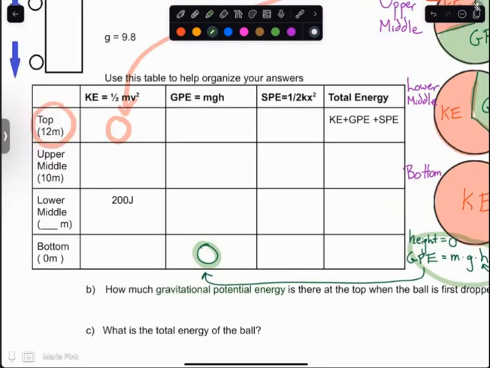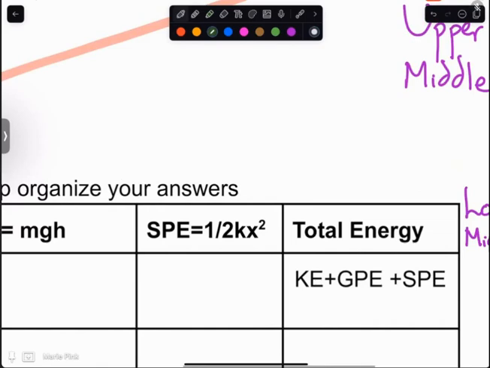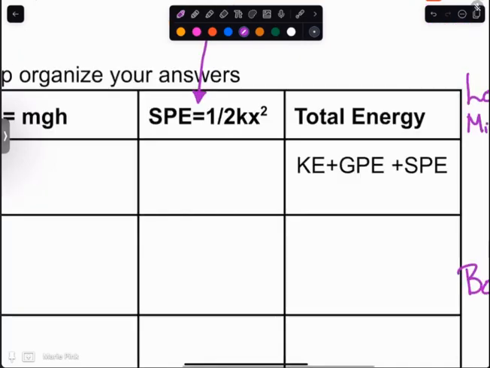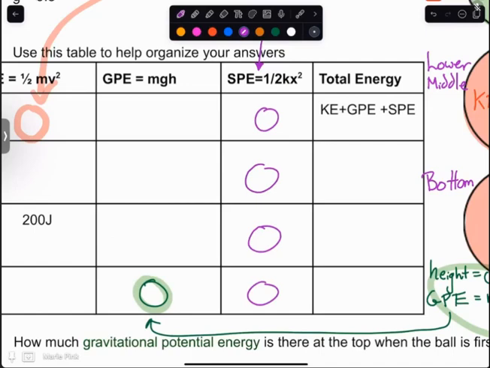The next step: we haven't really talked about spring potential energy, but spring potential energy is the energy something has because of energy stored in a spring. Is there a spring involved when you drop something off of a building? No. So do we have any energy stored in a spring? No. So all of these are just going to be zeros. We can't store energy in a spring if there is no spring.